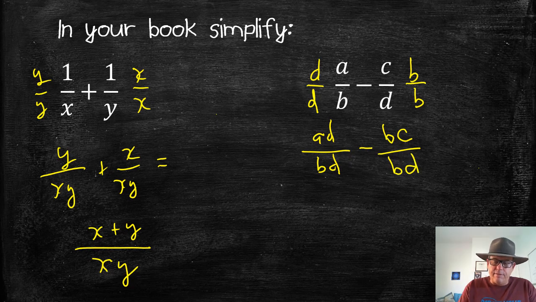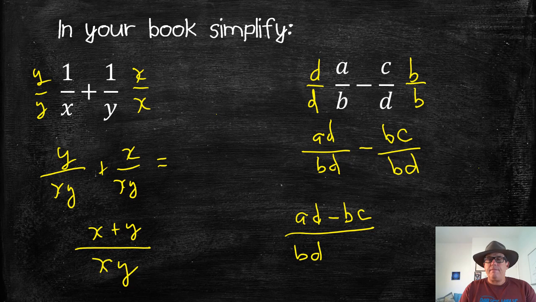Okay, I have a common denominator. So my final answer is going to be AD minus BC over BD. Okay, and again, there's nothing I can factorize. There's no common factors up top, so that's it.